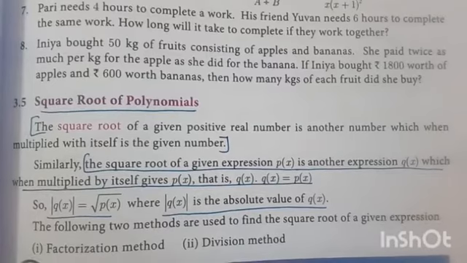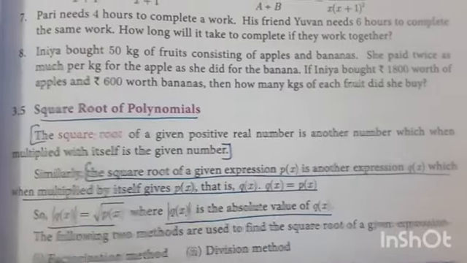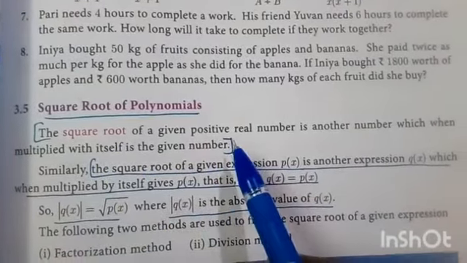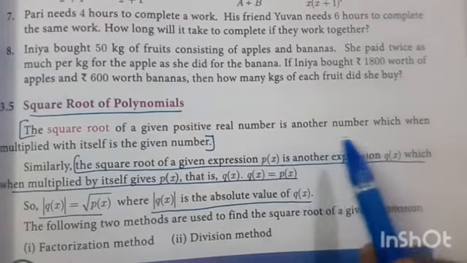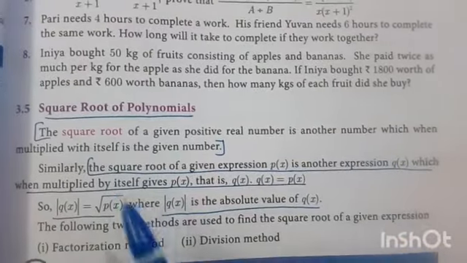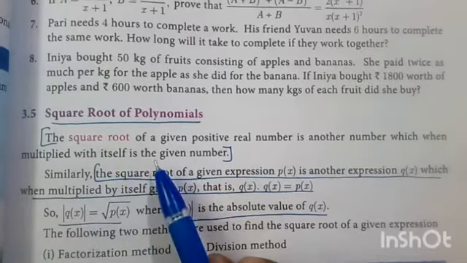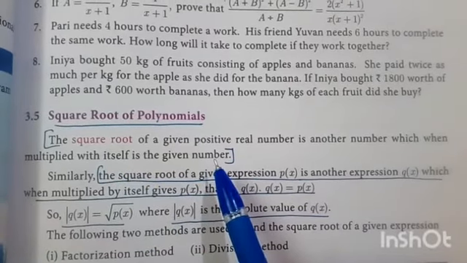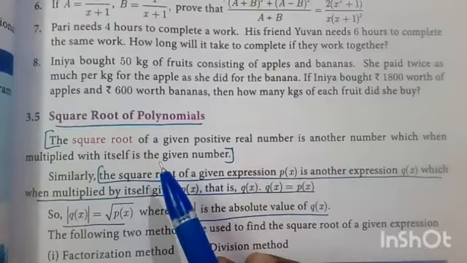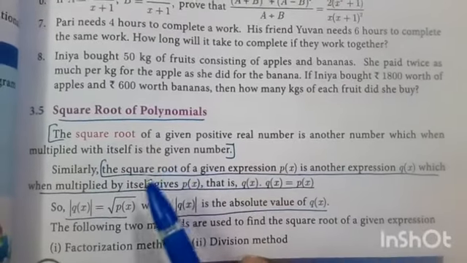Students, now you are going to learn square root of polynomials. The square root of a given positive real number is another number which when multiplied with itself is the given number. Square root means the polynomial multiplied by itself.